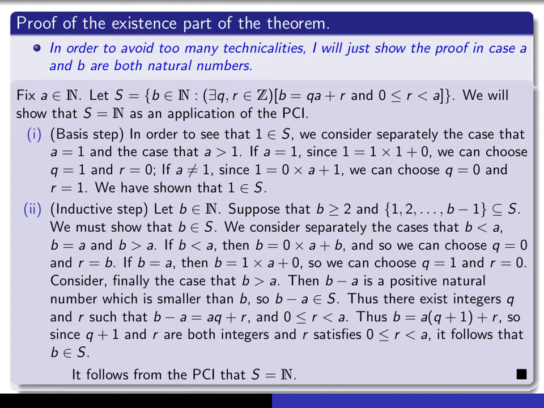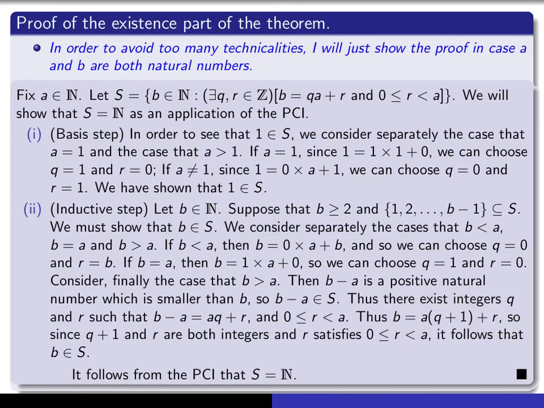The most interesting case is the one where B is bigger than A. In that case, you see B minus A is now positive, and it's a natural number, but it's smaller than B. So that means it lies in this set here, and that means B minus A must be an element of S. That's the inductive hypothesis. And since B minus A is an element of S, that means that there exist integers Q and R, such that I can write B minus A as AQ plus R, where R satisfies these inequalities.